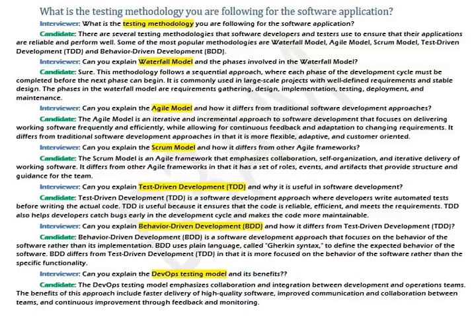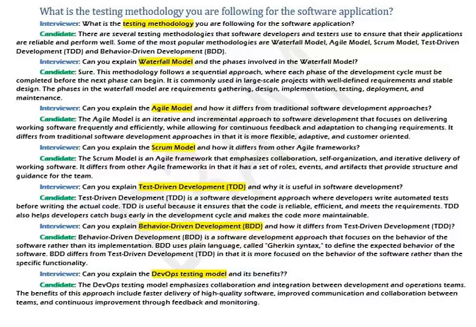Interviewer: Can you explain the Scrum model and how it differs from other Agile frameworks? Candidate: The Scrum model is an Agile framework that emphasizes collaboration, self-organization, and iterative delivery of working software. It differs from other Agile frameworks in that it has a set of roles, events, and artifacts that provide structure and guidance for the team.